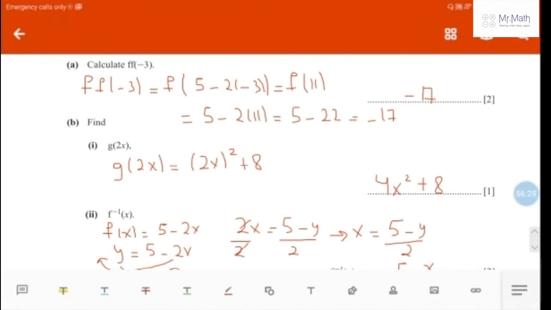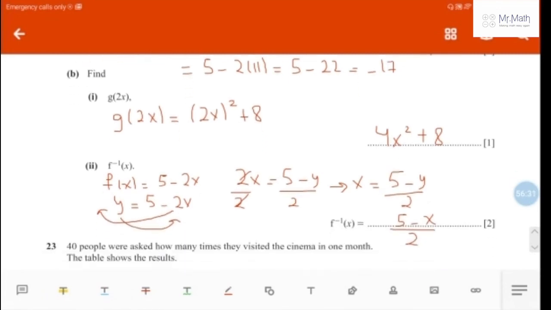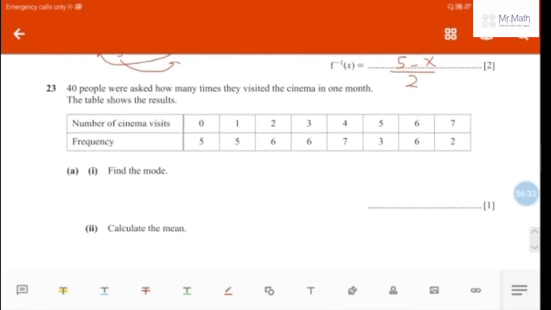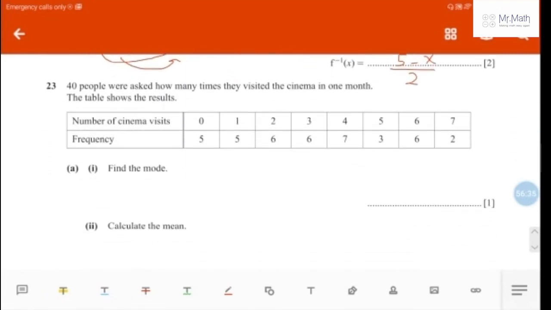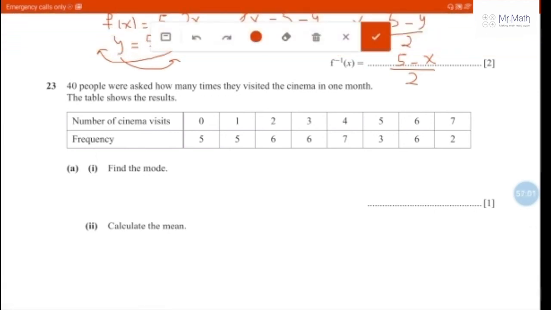Now, let's solve question 23, and it says 40 people were asked how many times they visited the cinema in 1 month. The table shows the results. The number of cinema visits is between 0 and 7, and I'm given the frequency of each visit. So in part (i), I have to find the mode.